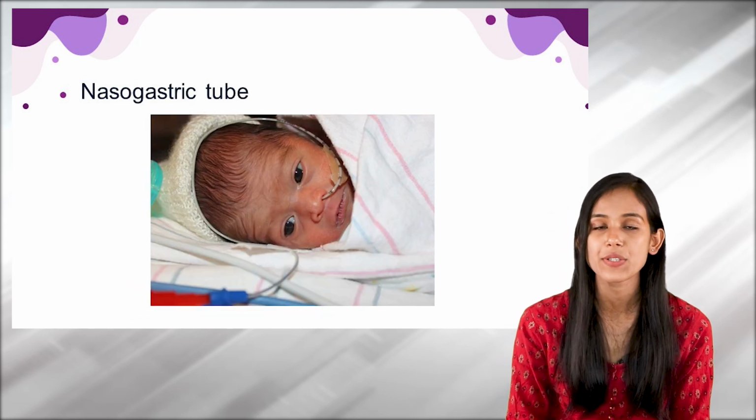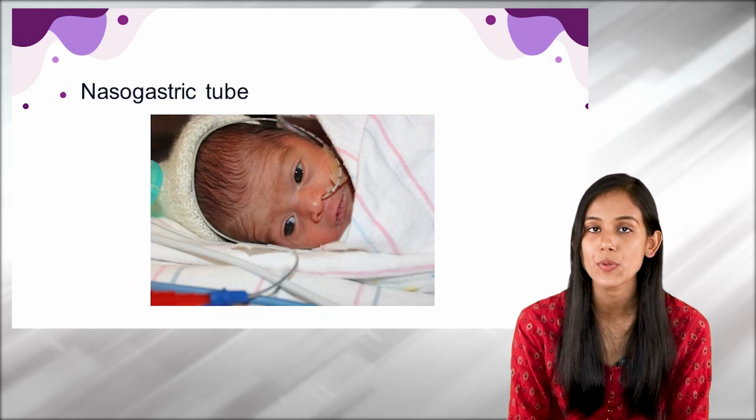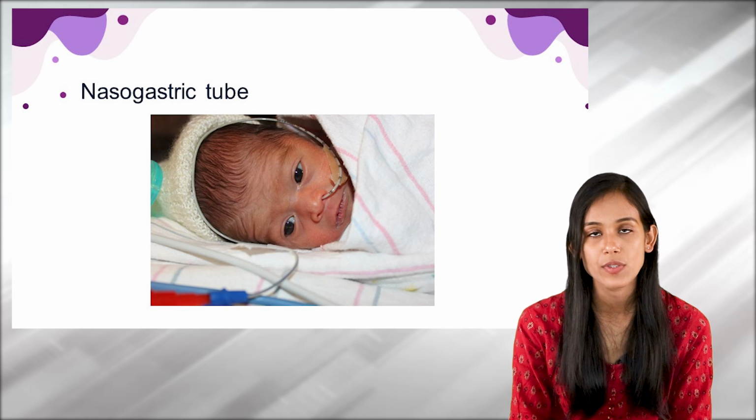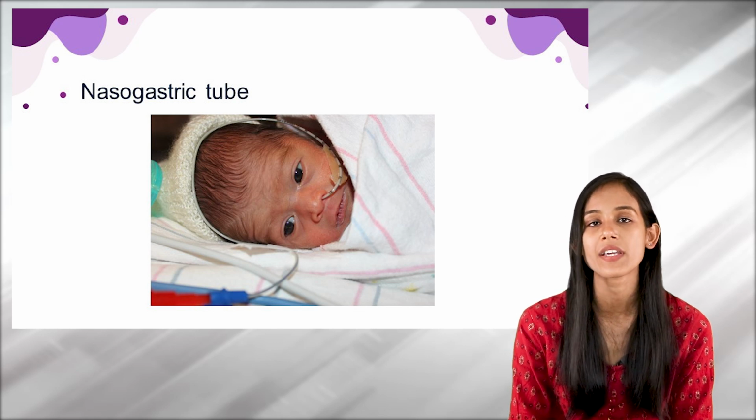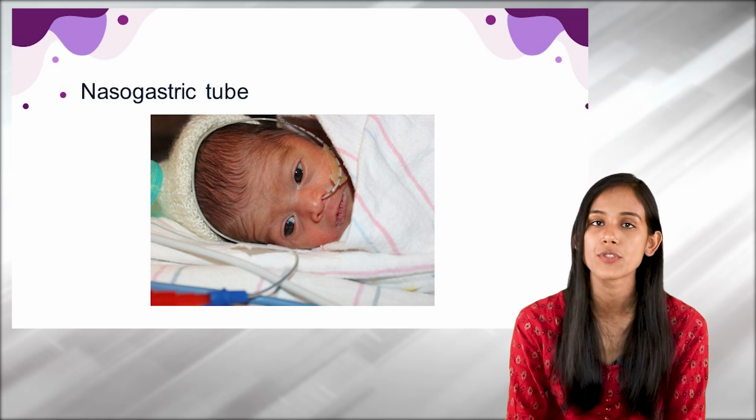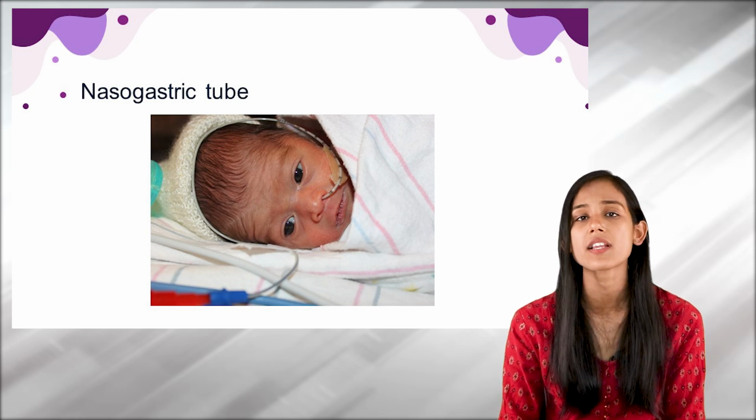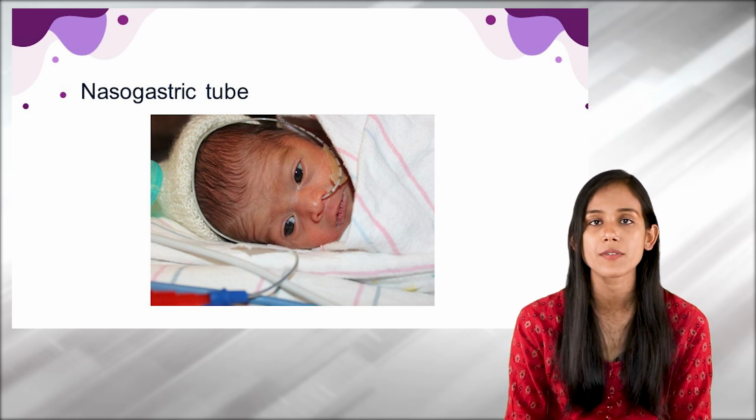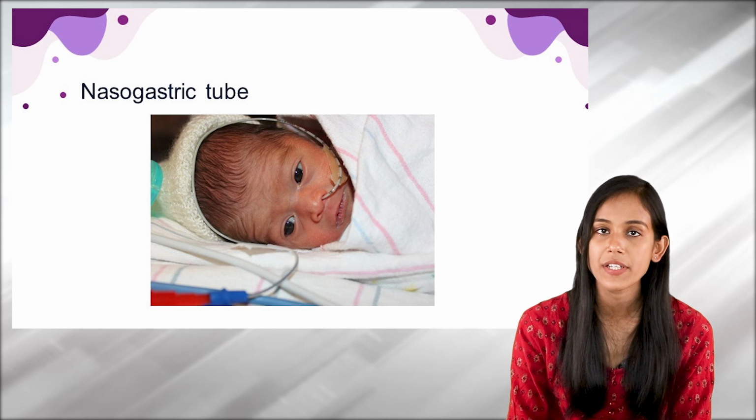And then apart from these things, we have the intravenous line, then the nasal cannula and the nasogastric tube. I think you already know that this tube is inserted into the nose, and through this we provide fluid or food to the baby.